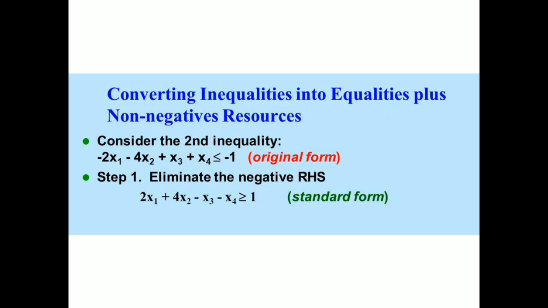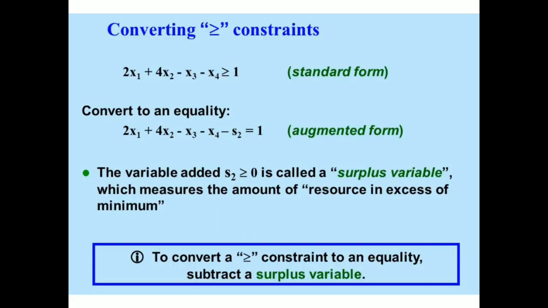If the right hand side is negative, we can eliminate it by transferring the negative sign from the right hand side to the left hand side. And last but not least, we have converted the greater than or equal to constraint into an equality constraint by subtracting a surplus variable from the equation. Here s2 is the surplus variable, and it has been subtracted to convert the inequality constraint to an equality constraint.